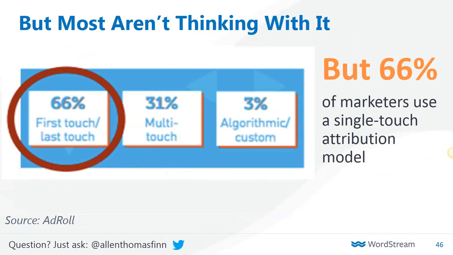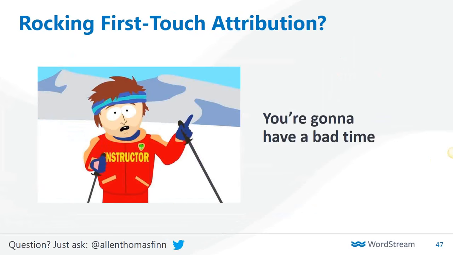As we've established, there's value in each step of the conversion funnel. So if you're sticking with a first touch or last touch or some other single touch attribution model, you're never going to be able to optimize effectively. You're never going to understand the role of every action, and you're going to have a bad time.